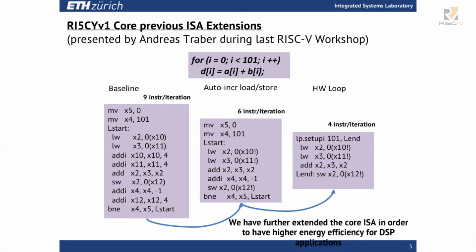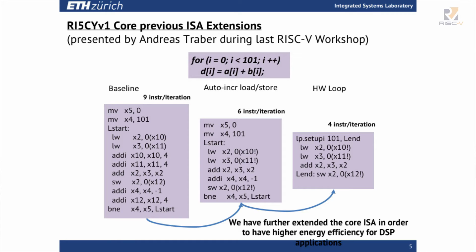So we have an addition between vectors. It's a very simple kernel. And the baseline assembler is this one. So you have load instructions, store instructions. Then you have additions to update the pointers. Then you compute the addition. Then you have the counter and the branch instruction.